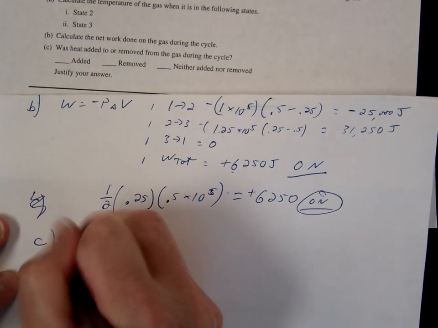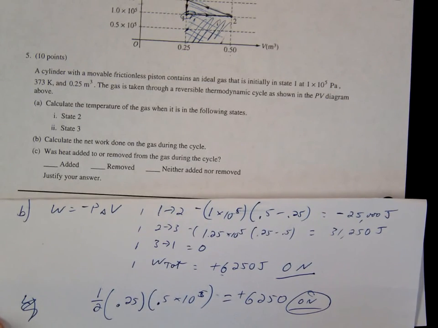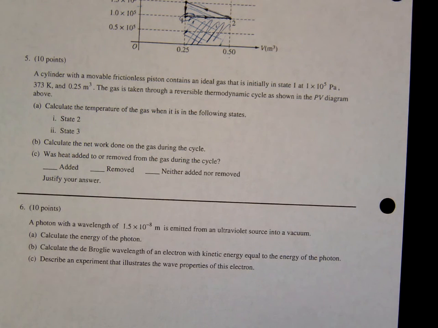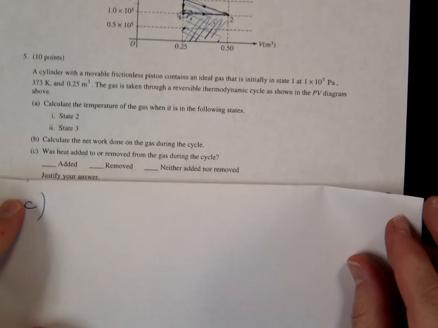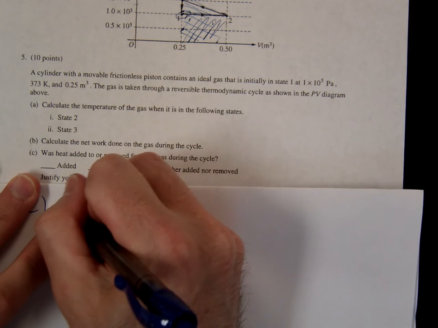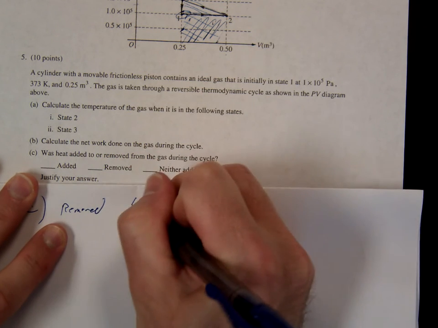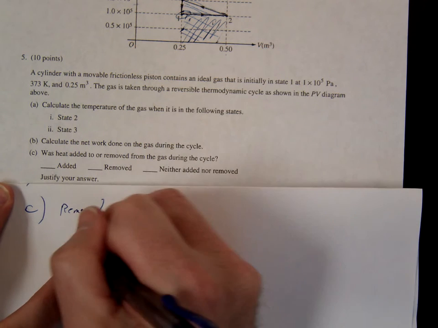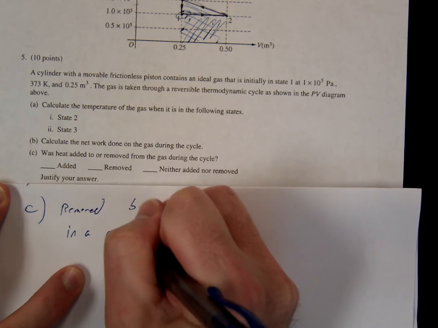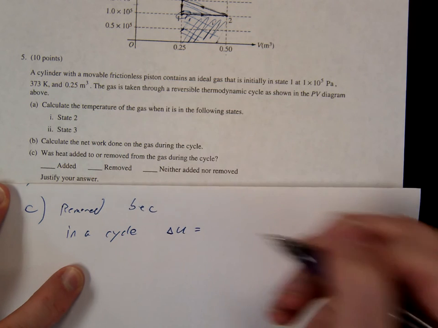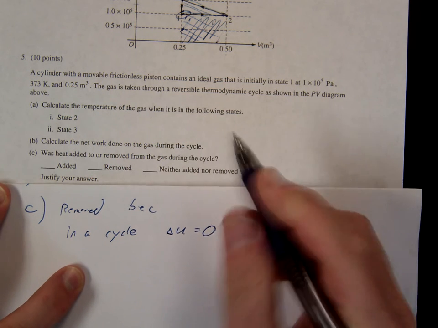Let's do the last one. Was heat added to or removed? And the answer is, it was removed. How do we know it's removed? Here's how you should explain that it's removed. In a cycle, what happens to delta U? Delta U will be 0, right? You end up right where you started.